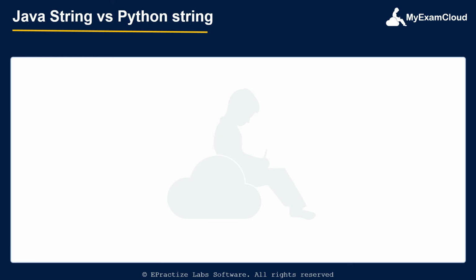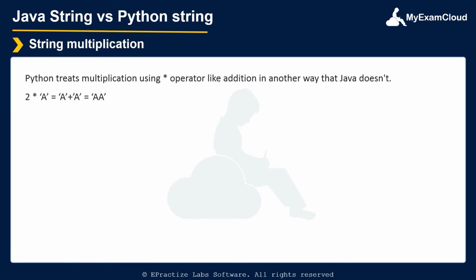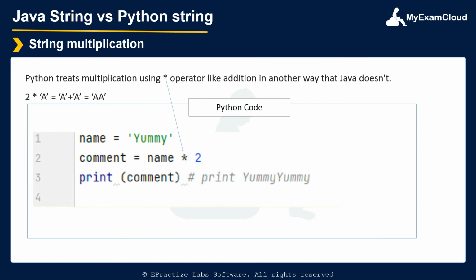String multiplication. Python treats multiplication using the star operator, like addition, in a way that Java doesn't. 2 * A equals A plus A equals AA.